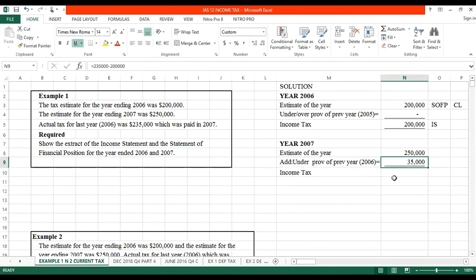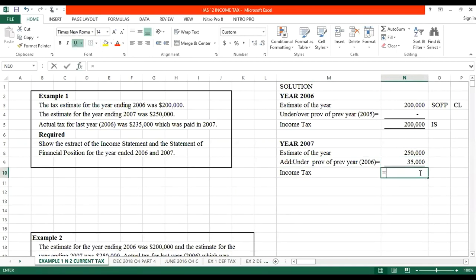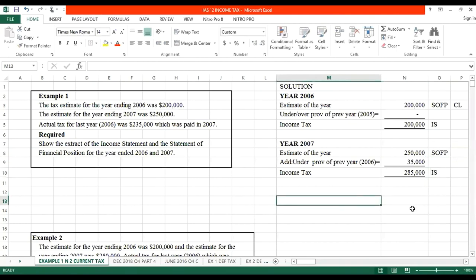So what will be our answer? Our answer will be equal to 250,000 plus 35 if it is under provision. So this 250 is what goes to the statement of financial position in the year 2007. This is what goes to the income statement in the year 2007.